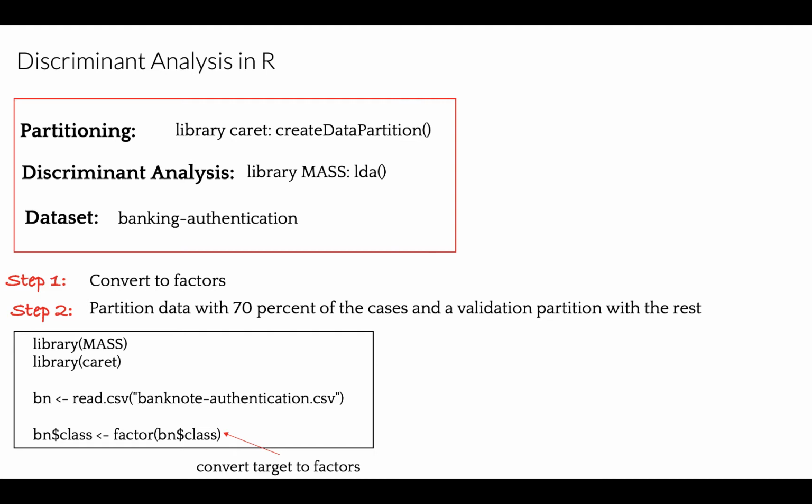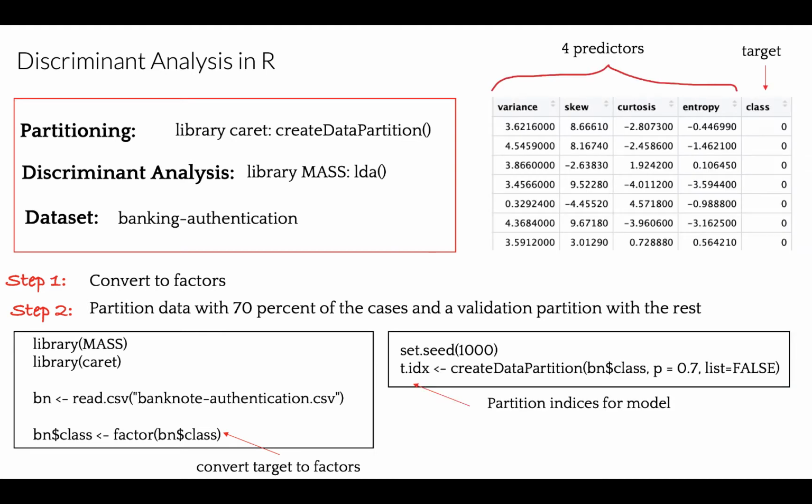Recall we need independent variables as metric and the target, dependent variable, as non-metric, categorical. So we're going to convert class, our target variable, into a factor. Then we'll partition our data into 70% training data set, and we retain the remaining data as a holdout. After we build our model, we can evaluate model performance on this holdout data set.